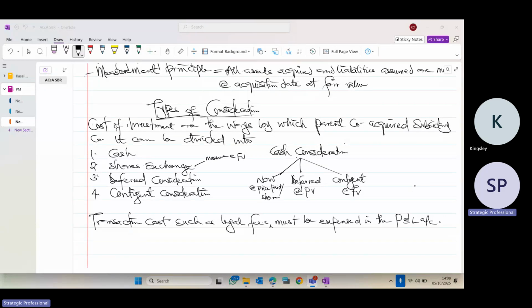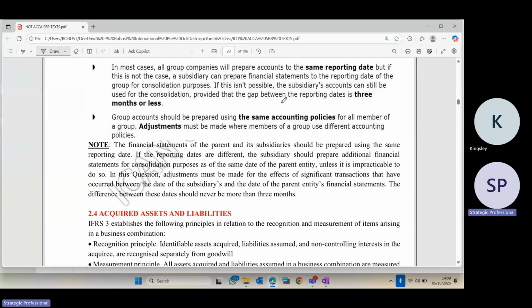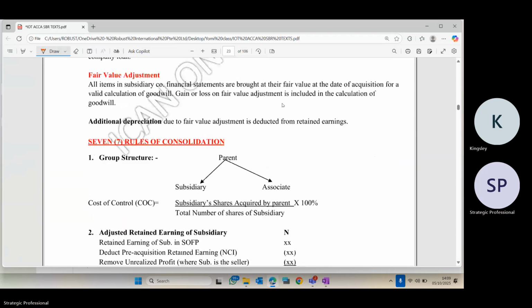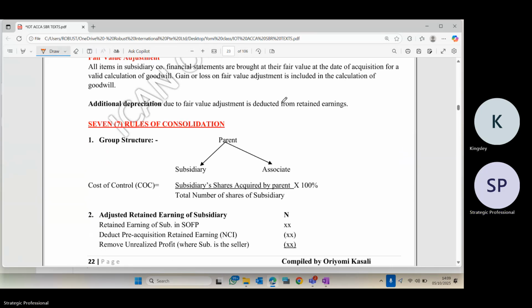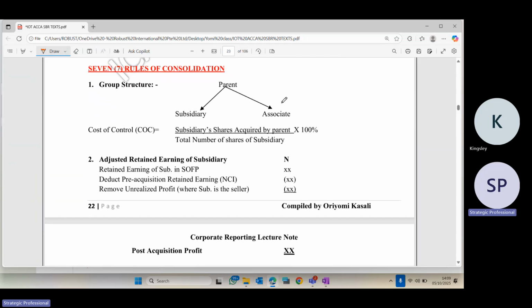So when we talk of transaction cost, there are some legal fees that we have to expense in the P&L account. Having said that, we have talked about the types of consideration. Before we actually consolidate, ideally, we are not going to be doing much of consolidation, but there's a need for us to really understand the cardinal rules of consolidation and how it comes into play.